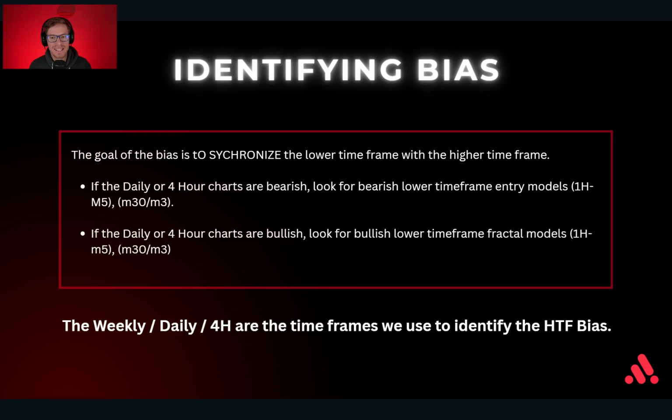Let us begin on identifying the bias of the market. The goal of the bias is to synchronize the lower time frame with the higher time frame. If the daily or 4-hour charts are bearish, you want to look for bearish lower time frame entry models on the 1-hour, 5-minute, or the 30-minute and 3-minute. If the daily or 4-hour charts are bullish, look for bullish lower time frame fractal models on the 1-hour, 5-minute, or 30-minute and 3-minute models. The weekly and daily and 4-hour are the time frames we use to identify the higher time frame bias.